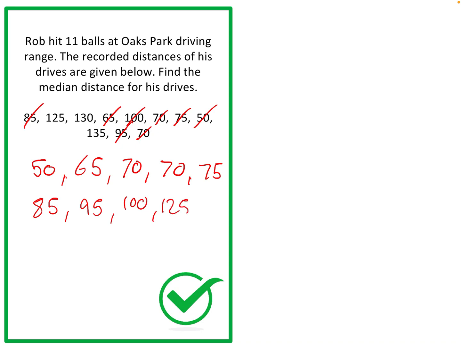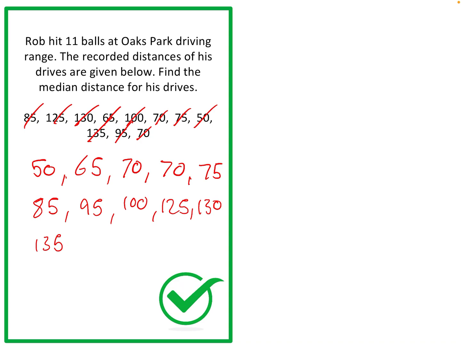125. 130. And 135. Now, what I personally like to do is, rather than trying to count this way and then going, actually, what is the middle number? I quite like to cross off going from the start and the end, and I'll get left with something in the middle.